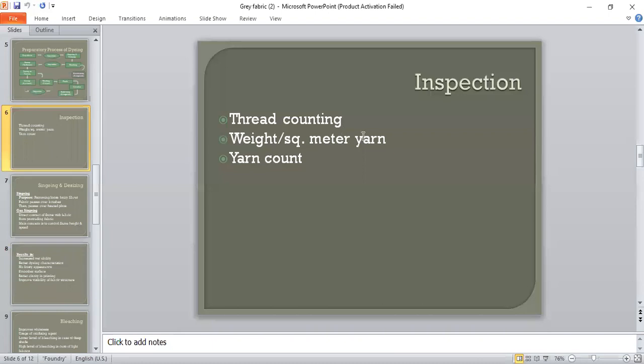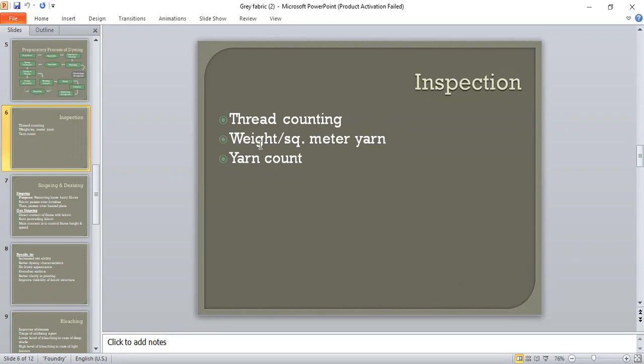Thread counting में क्या होगा? There are the yarns like warp and weft. इसी से कंस्ट्रक्शन होती है ना फैब्रिक की, warp yarns and weft yarns. So they will count the threads. In the thread counting, they will count the threads.